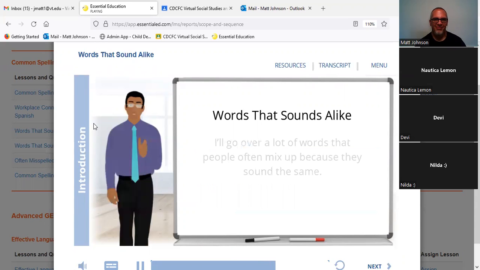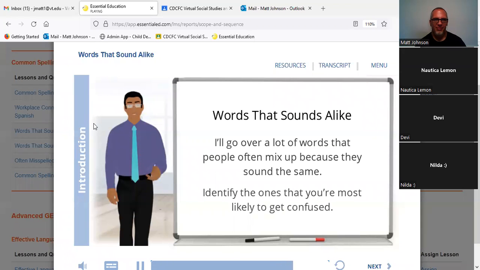In this lesson, I'll go over a lot of words that people often mix up because they sound the same. I want you to identify the ones that you're most likely to get confused. Keep track of all your common spelling errors and look out for them when you write. That's the best way to improve. Let's get started.